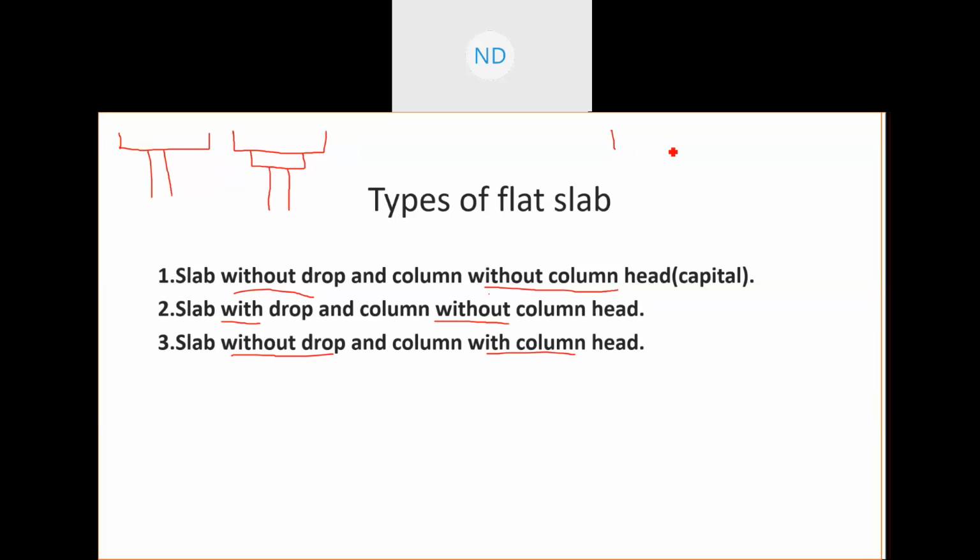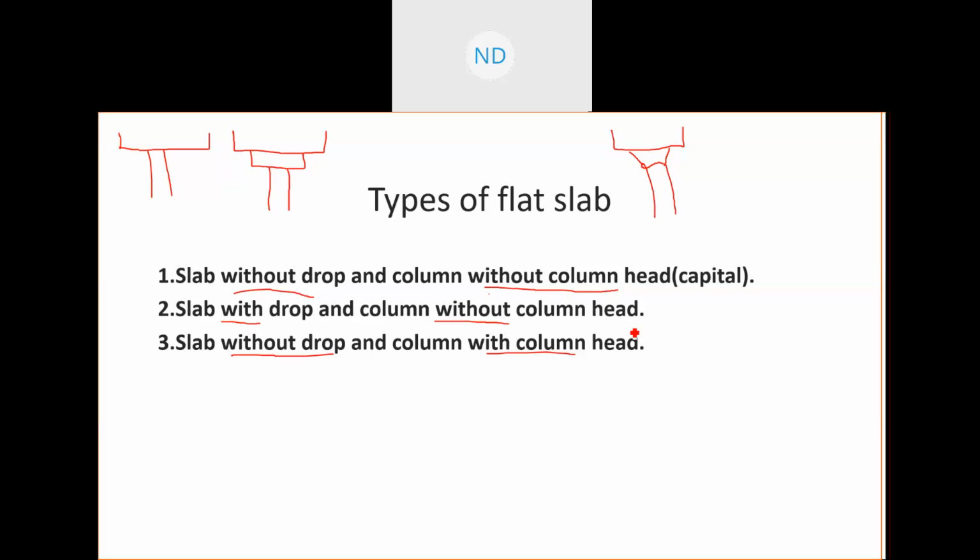So the third type is what? You have a slab without a drop. That means there is no drop panel, but there is a column head. So this is your column head, and you will have the column here. There is a column head above the column, and your slab is resting above these two.